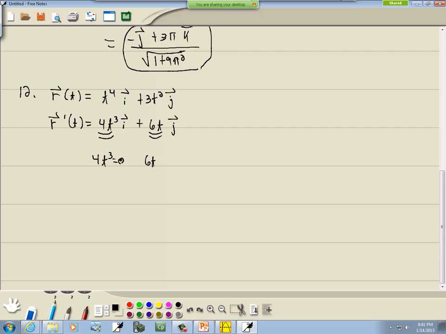So we'll set 4t cubed equal to 0 and 6t equals 0. Now when I solve each one of these, this one the 4 drops away, the third power drops away, we get t is equal to 0. This one, divide both sides by 6, you get t is equal to 0. If these are the same, see how these are both t equals 0? So if you get them the same for all of your component functions, this is where it's not smooth.